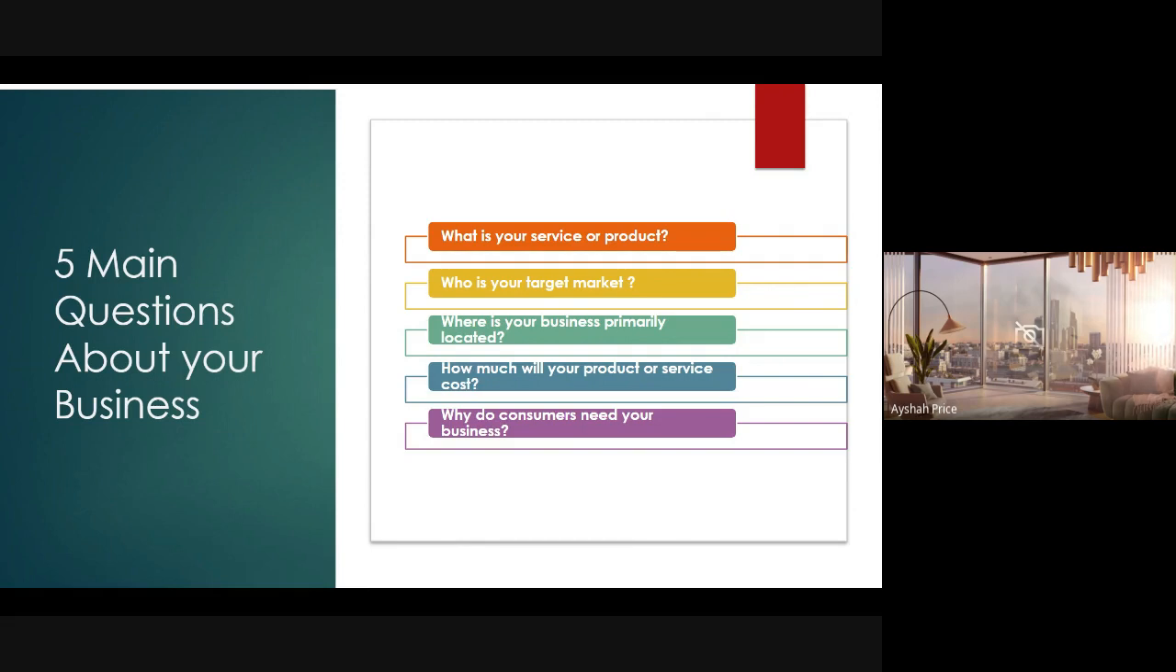Okay. Where is your business primarily located? It could be online. It could be a storefront. It could be, we just want to know where it is. Okay. And when you do your business plan, they're going to ask you what's the physical address of that as well. And when you're registering your business, the IRS is going to want to know what the business location is as well. Okay.